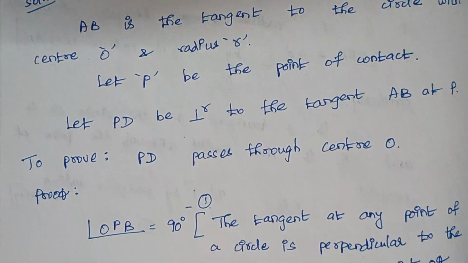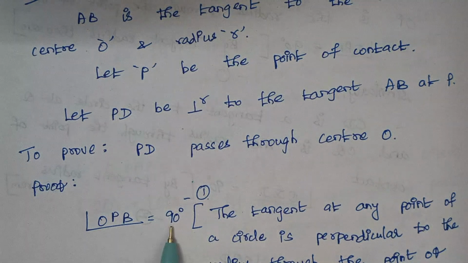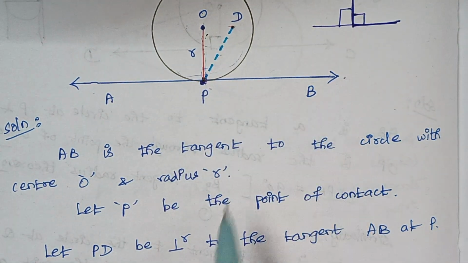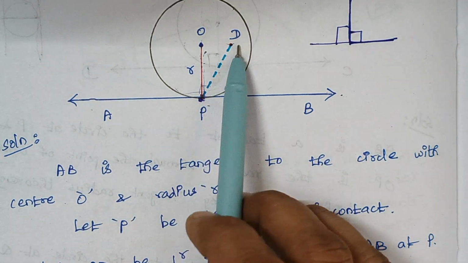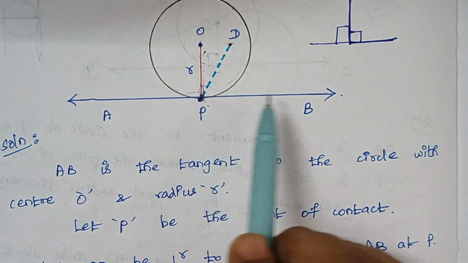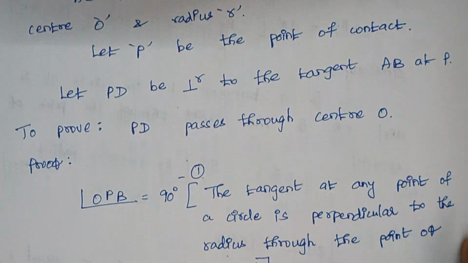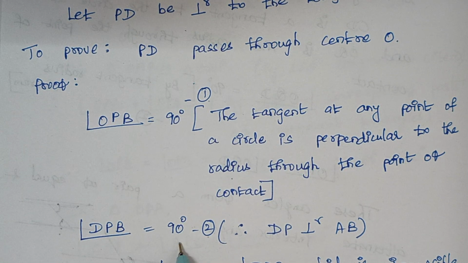So you see, OPB is equal to 90 degrees. So it is evident, right? OPB is 90. But here we are considering that DP is also perpendicular. Therefore, here we are again writing DPB is equal to 90 degrees. Actually, this is wrong. But since we have to prove, we are writing it. Okay, DPB is 90 degrees.